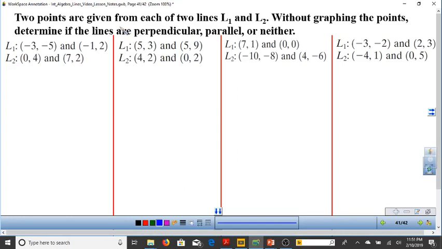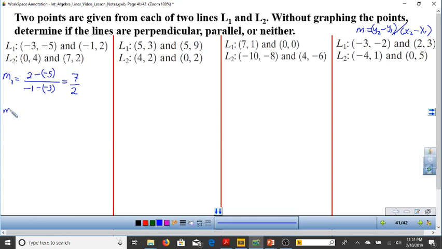So let's take a quick look at this. For the slope of line 1, I'm going to write out M1. Remember now, slope is y2 minus y1 divided by x2 minus x1. So this is 2 minus negative 5 over negative 1 minus negative 3. That gives me 2 plus 5, which is 7, sorry. And negative 1 plus 3 is 2. That's the slope of line 1.